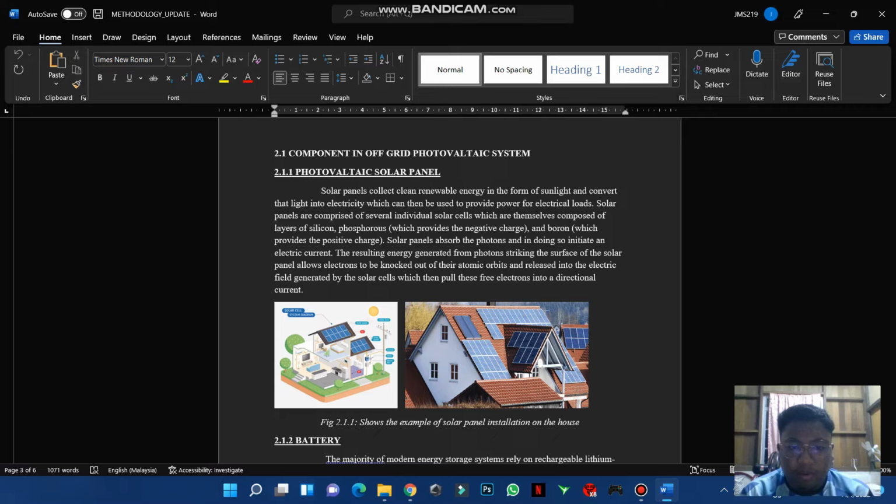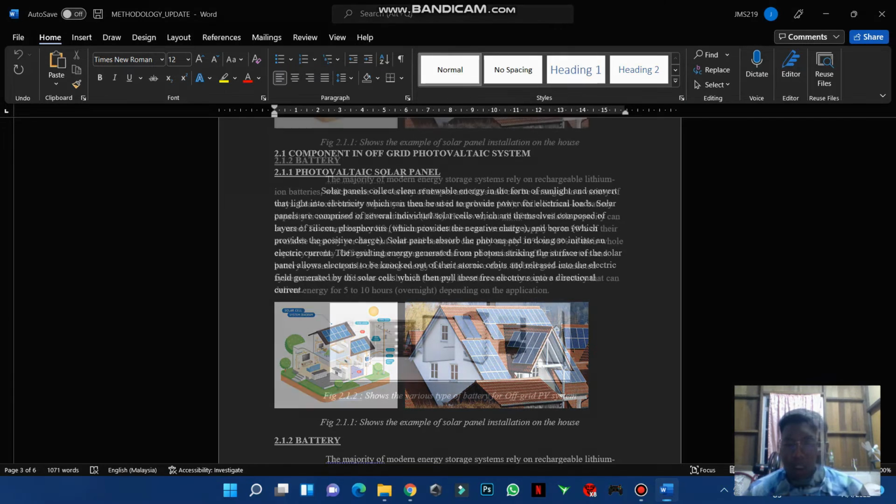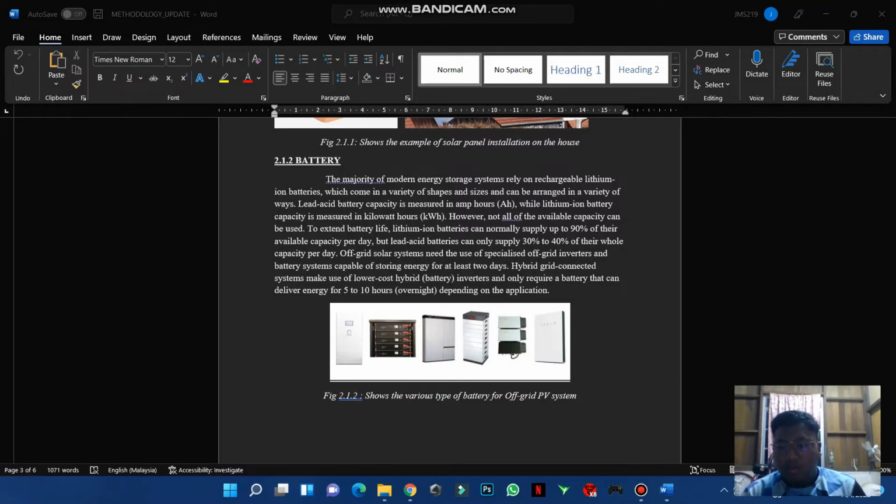Solar panels are comprised of several individual solar cells, which are themselves composed of layers of silicon, phosphorus and boron. Solar panels absorb the photons and in doing so initiate the electrical current. The resulting energy generated from photons striking the surface of the solar panel allows electrons to be knocked out of their atomic orbits and released into the electrical field generated by the solar cell, which then pulls these free electrons into a direction. Okay, next we will go to the battery.